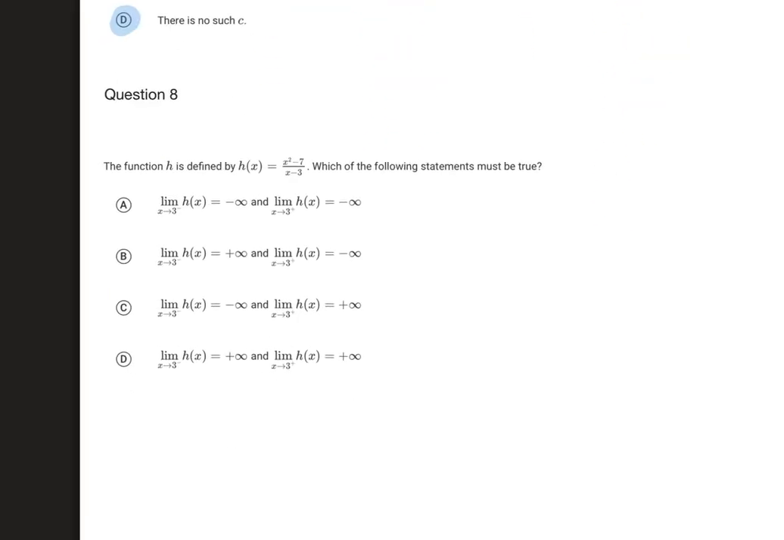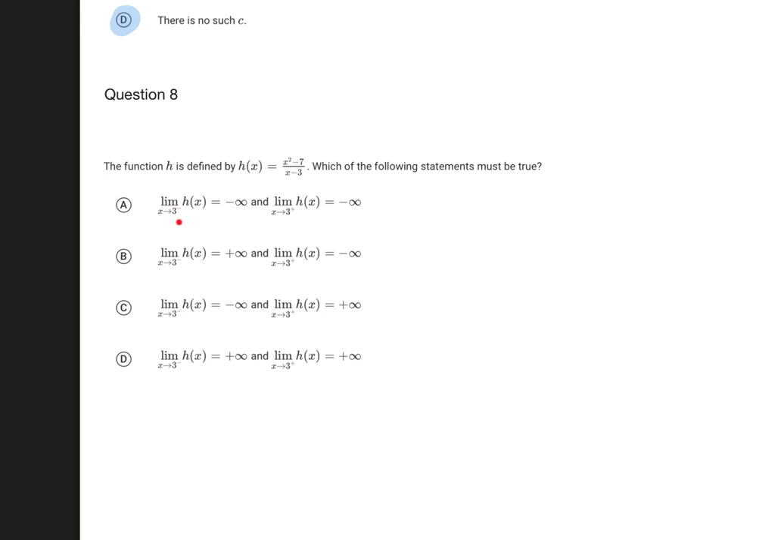Okay, next one, they say let h be defined by h of x equals x squared minus 7 over x minus 3. Which of the following statements must be true? Okay, so sometimes with these multiple choice questions, it's good to just look at all the answer choices to see what they're even getting at, what they're even focusing on. So notice every single answer choice is x approaching a number from the left or from the right, the same number, 3, and then equaling infinity or negative infinity. So they're really talking about vertical asymptotes in this case.